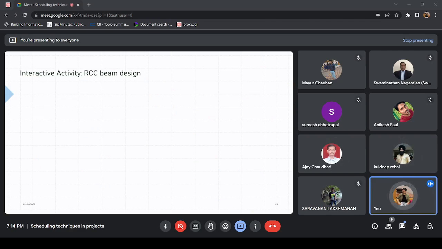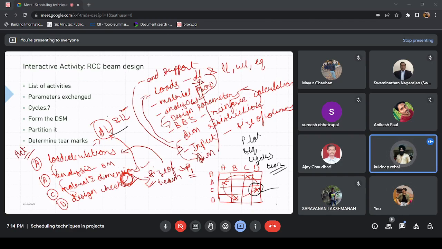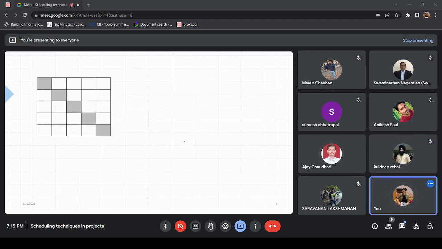So what is happening is that you have got a loop. What is the meaning of tearing? Why are we doing it? Okay, we'll see this. A gives information to B, B gives to D, D gives to C, and C gives to A, right?